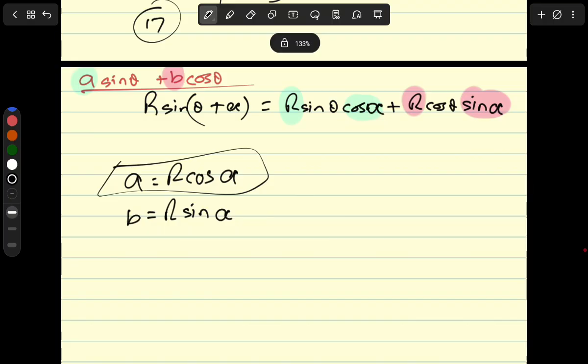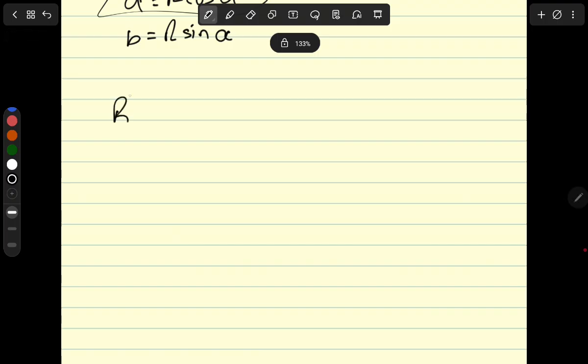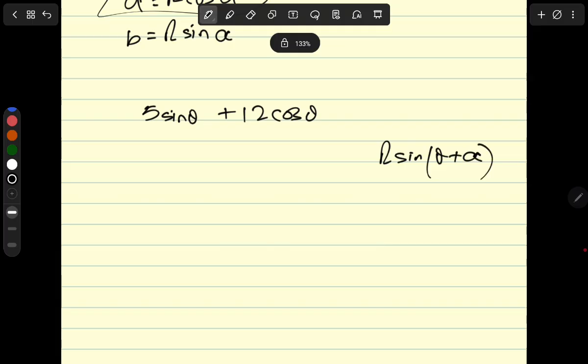Always expand first, then compare coefficients. The mathematics tells you where everything belongs. So now let's say you have 5 sine theta plus 12 cos theta, and you have to convert it into an r sine form. So r sine, and because this is plus, the inside is going to retain the sine. So this is theta plus alpha.